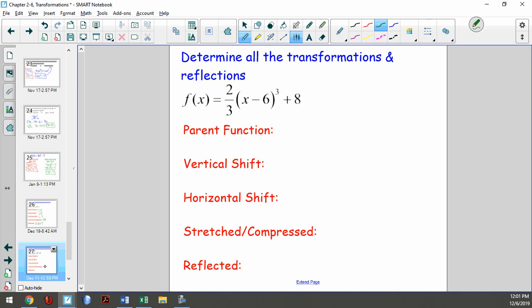Okay, what's the parent function? And what does the 2/3 do? Compressed by 2/3. What's the minus 6 do? Right 6. Plus 8? And tell me.